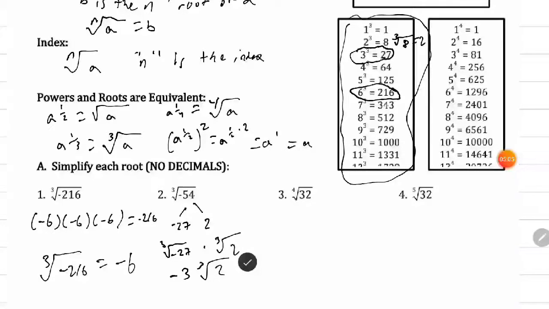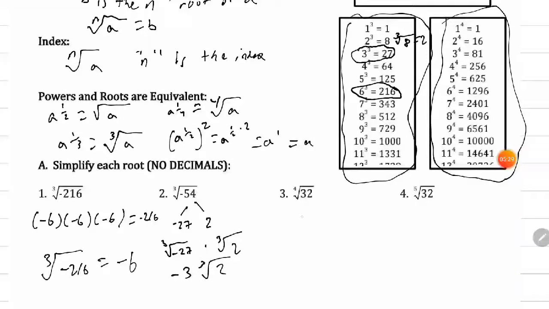So just like our square roots, we're doing the same thing, except instead of perfect squares, you're looking at perfect cubes and perfect fourths. Okay, the fourth root of 32. Now we're going to be using the second column here. So this is the fourth root of 16 times the fourth root of 2. I just broke 32 down into 16 and 2.